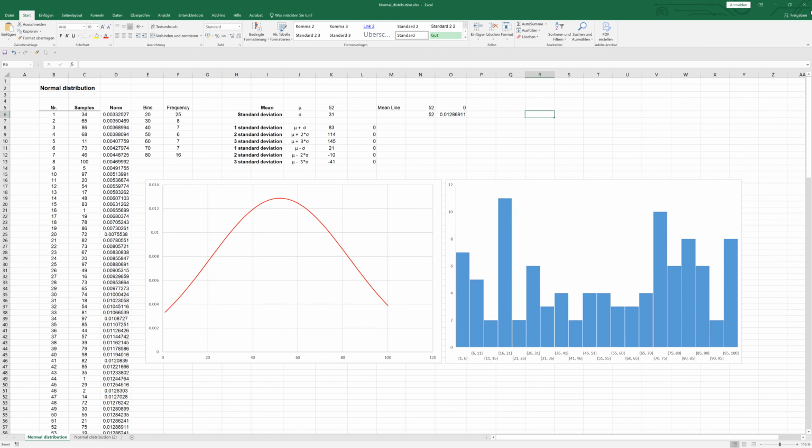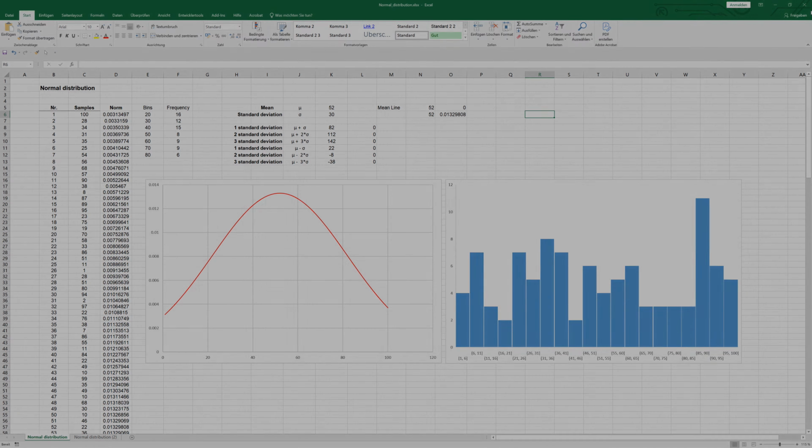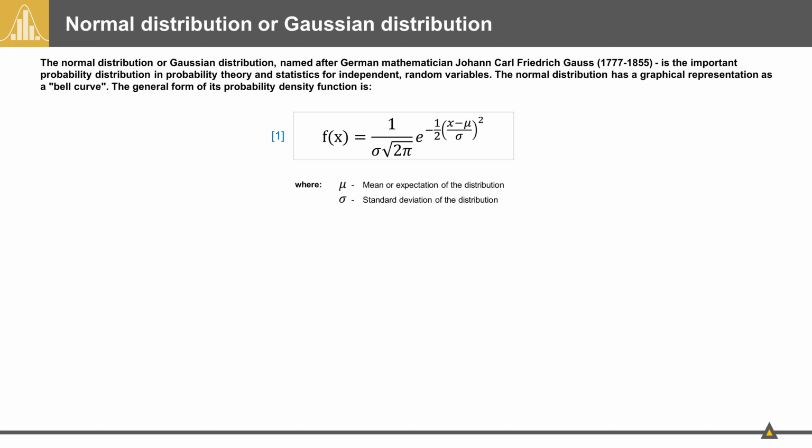Hello everyone. Today's video is about normal distribution or Gaussian distribution, named after German mathematician Johann Carl Friedrich Gauss. Normal distribution is an important distribution in probability theory and statistics for independent random variables. The density function you can see in Formula 1, where mu is the mean of the distribution and sigma is the standard deviation. This distribution has a graphical representation as a bell curve.